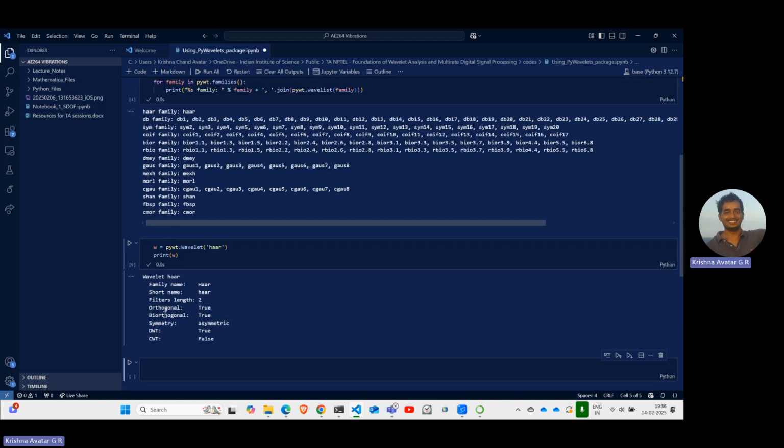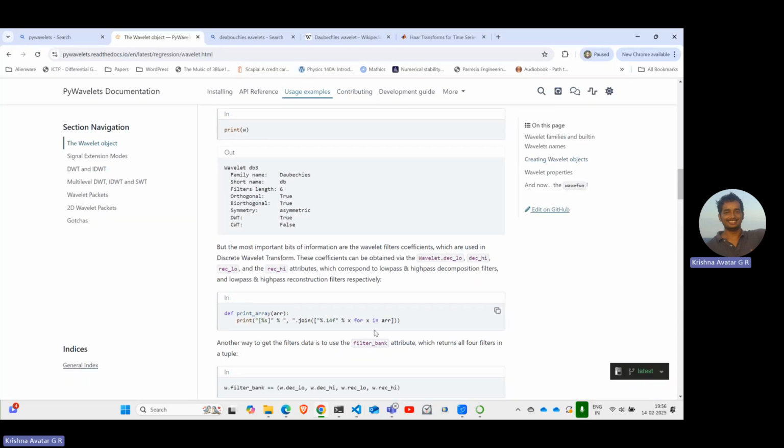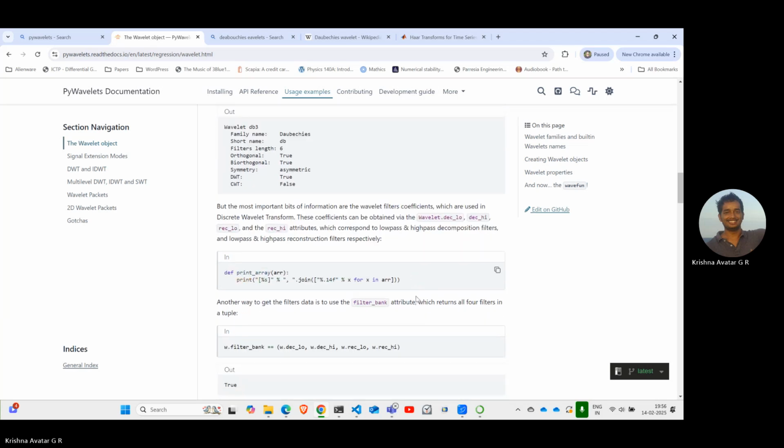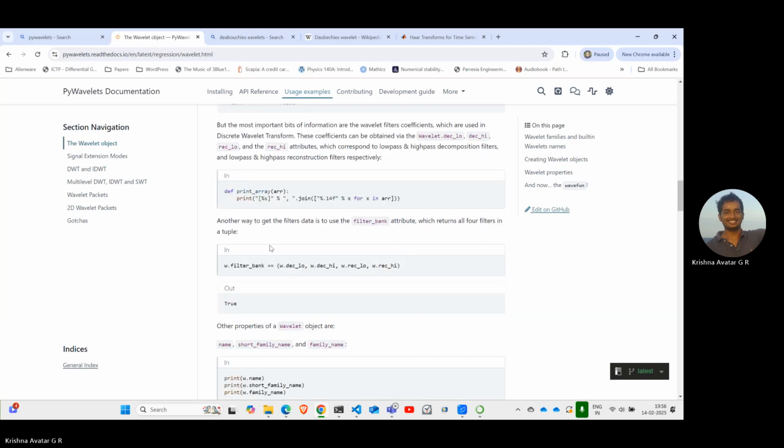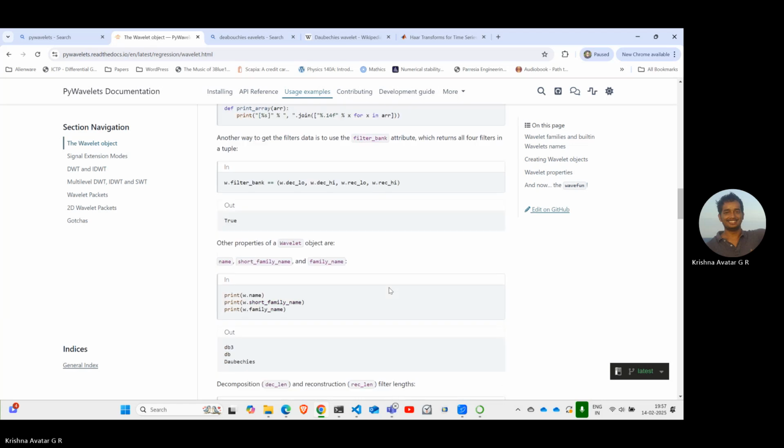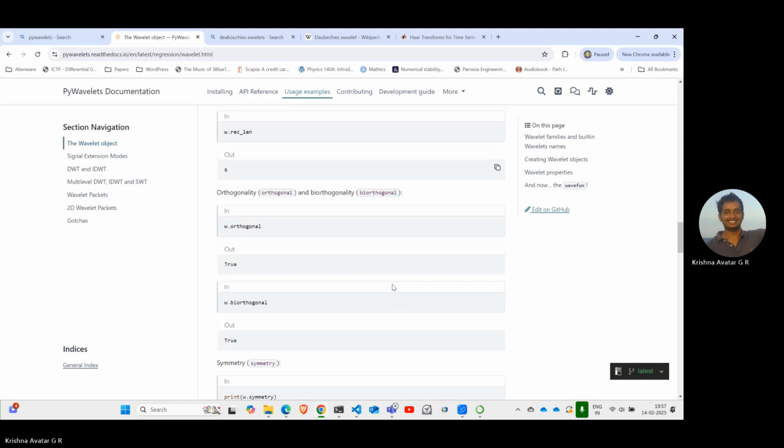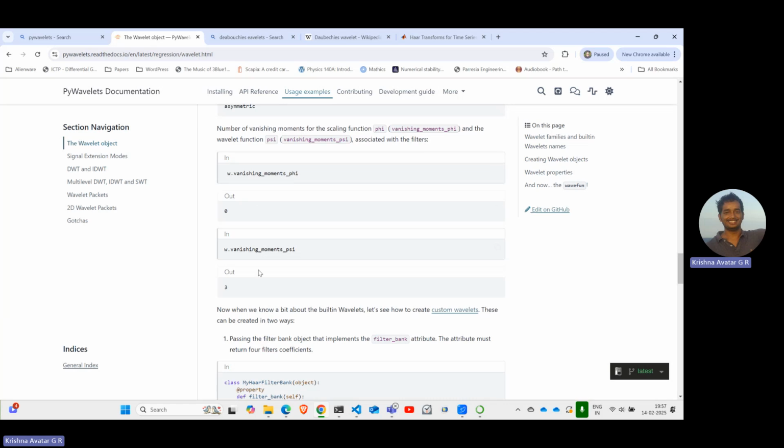It's Haar. Filter length is 2. Orthogonal, of course, biorthogonal also, and it's also asymmetric. You know very well why, because it has a value of +1 in the range 0 to half, and then -1 from half to 1. And discrete is possible. Continuous is not possible, right? And there are some of the properties, as you know very well from all this.